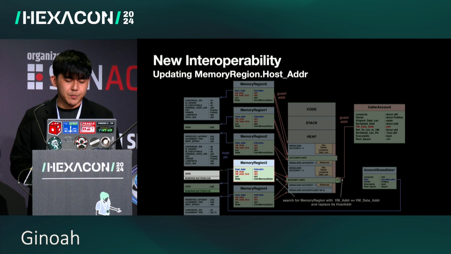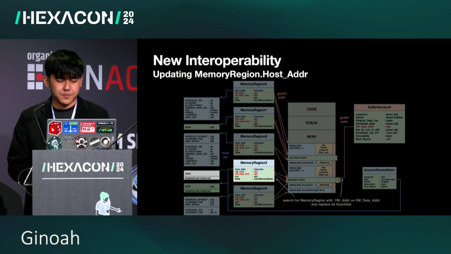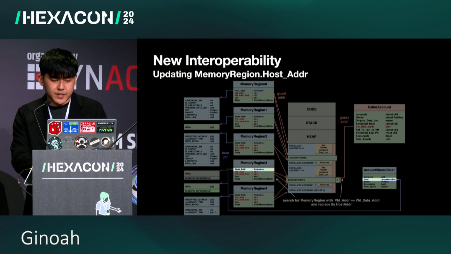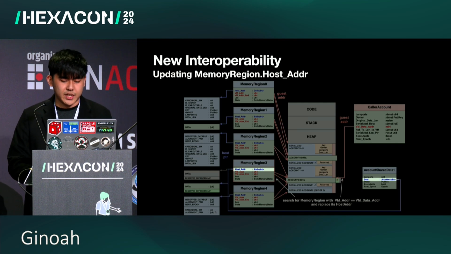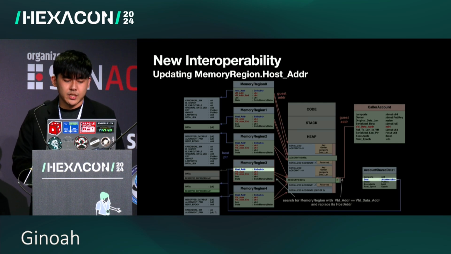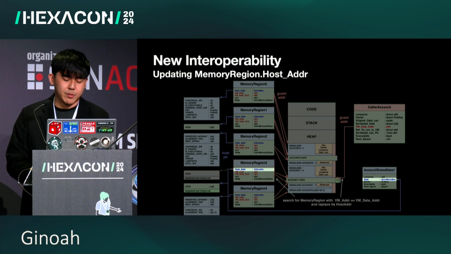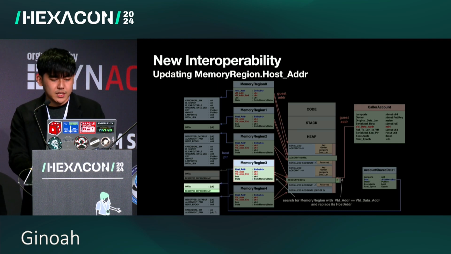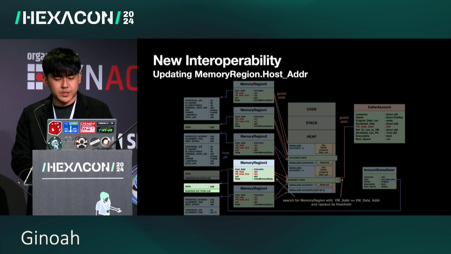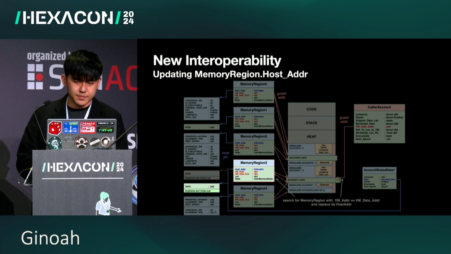Then we have the memory region mapping the data buffer, which is still pointing to the old data buffer. Next, we check if the host address matches the current address of the account data buffer. If they don't match, this means the relocation has occurred. So we update the host address in the memory region to the current address of the account data buffer. After updating the host address, the memory region now correctly points to the newly allocated buffer.